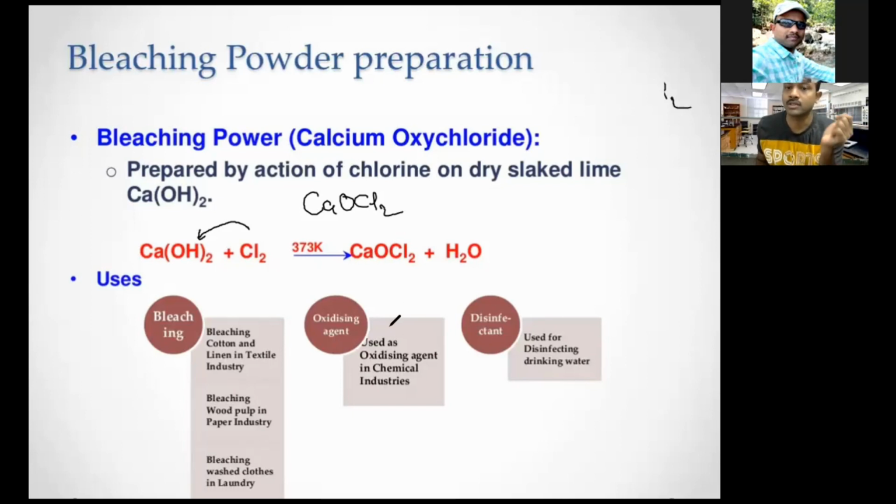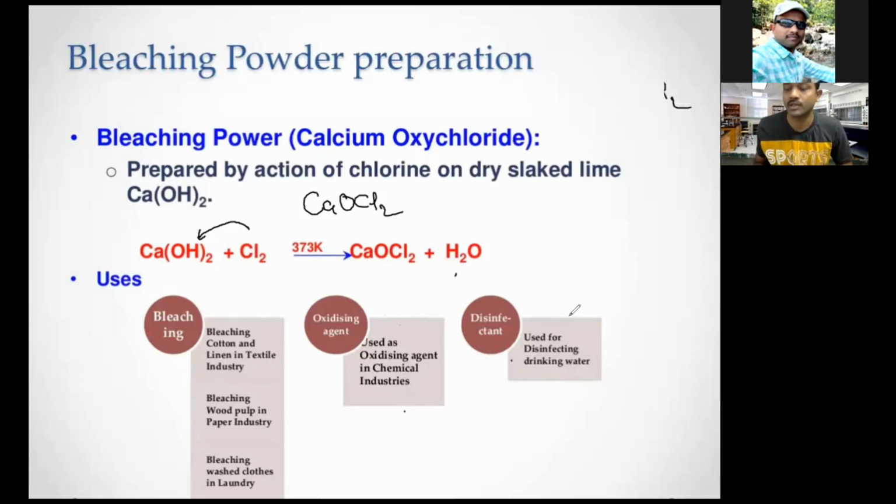Next, oxidizing agent. It is also used as an oxidizing agent. Oxidizing agent means it oxidizes other substances. Used as an oxidizing agent in chemical industries, and also we can use it as a disinfectant. In corona time we were using this powder, right? To remove the coronavirus, and also we can mix it in water.